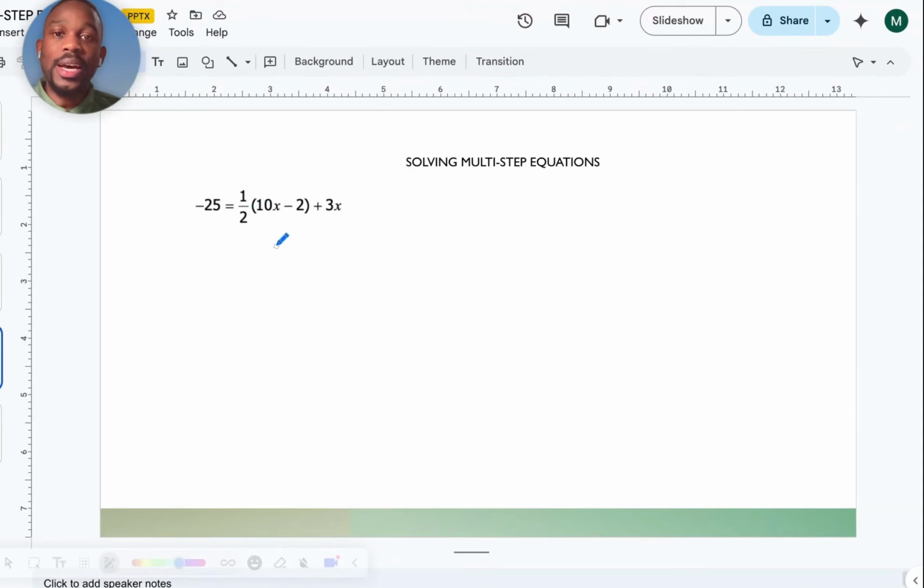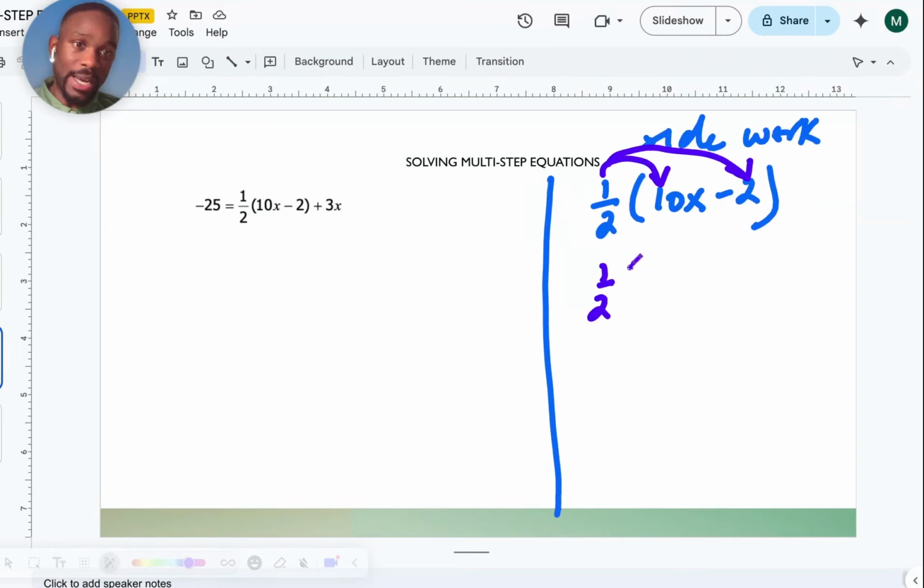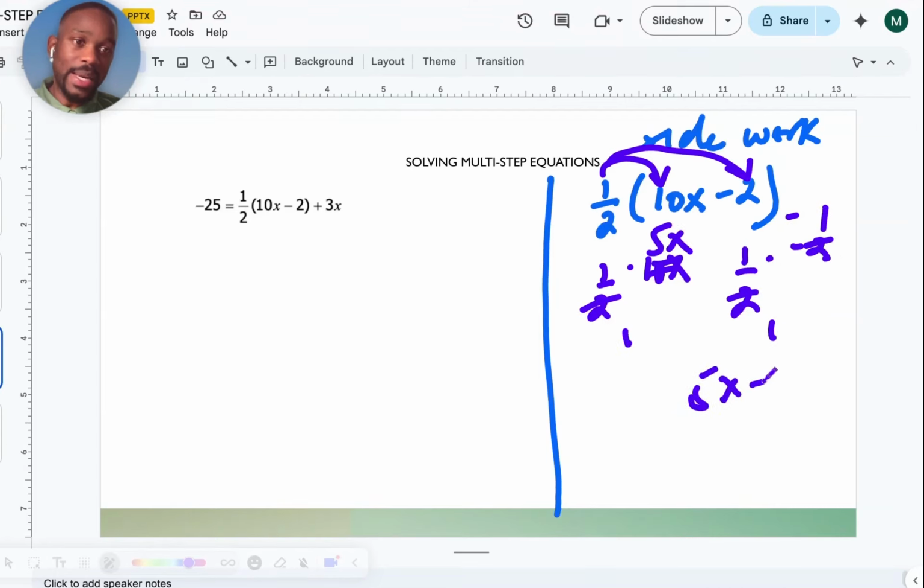Now the question is, can we distribute? And the answer is yes. Why? Because we have parentheses, right? So let's deal with this parenthesis: 1/2 times 10x, then 1/2 times negative 2. So 10 divided by 2 is 5, and negative 2 divided by 2 is negative 1. So when we distribute, that's what we come up with: 5x minus 1.